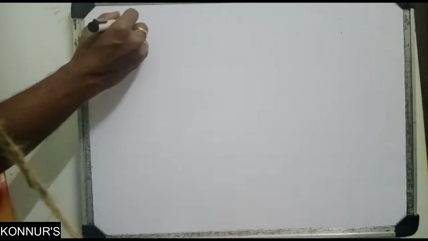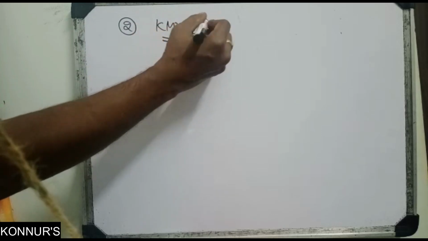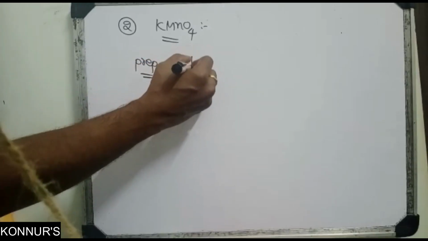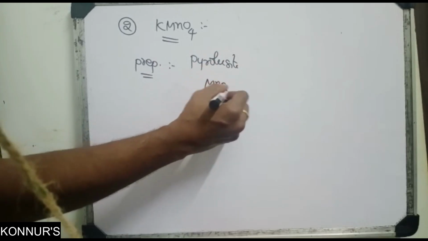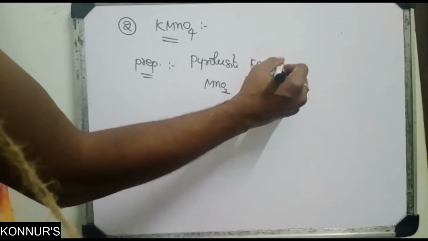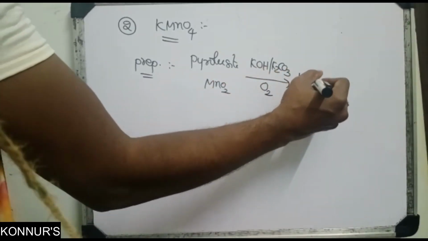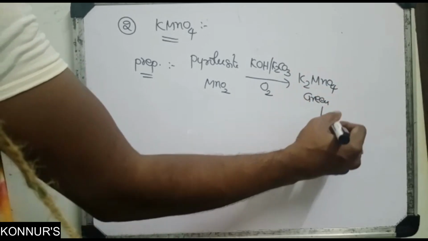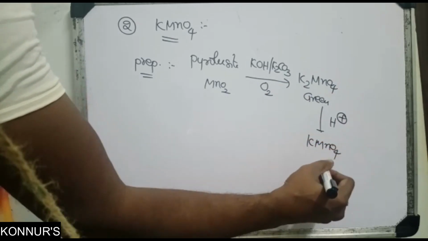Next, second important compound, that is KMnO4. Preparation of KMnO4: the ore is pyrolusite, MnO2. First step is what? Treated with base, KOH or K2CO3, in the presence of oxygen. So you will get K2MnO4. It is a green color. Next step, acidic medium. When treated in acidic medium you get KMnO4. You are getting purple color.